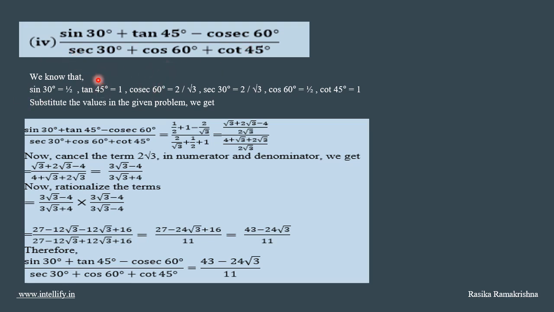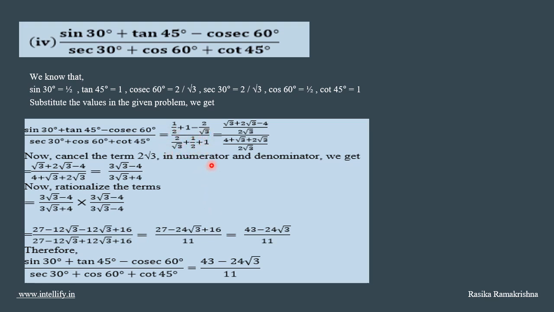Alright, so here, I'm not even going to go ahead and simplify this expression. Let's just directly blindly substitute the values. So you know that sine 30 is 1 by 2, tan 45 is 1, cosecant 60 is 2 by root 3, secant 30 is 2 by root 3, cos 60 is 1 by 2, cot 45 is 1. So substitute all of these values in this expression. You will have 1 by 2 plus 1 minus 2 by root 3, whole divided by 2 by root 3 plus 1 by 2 plus 1.